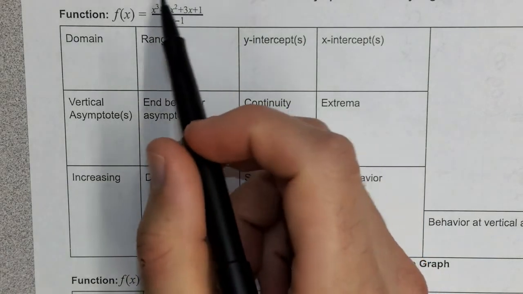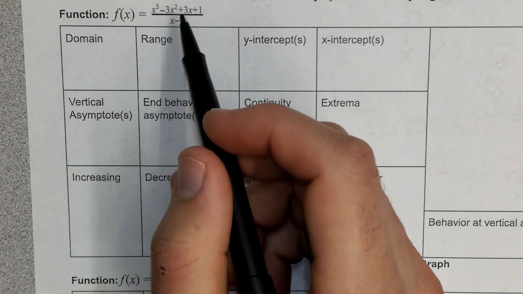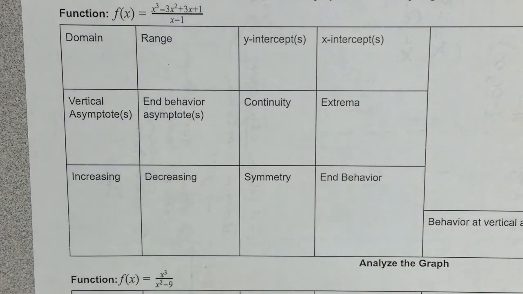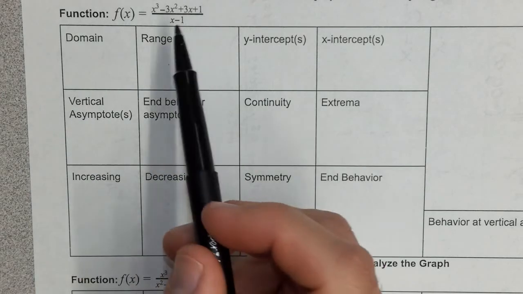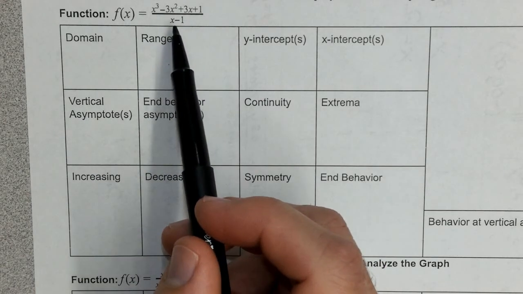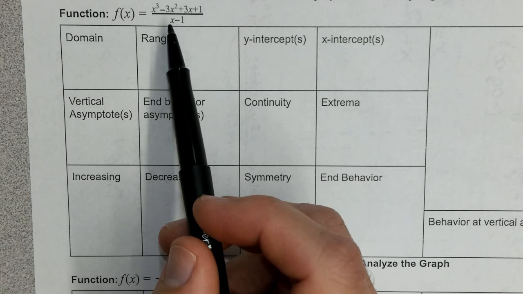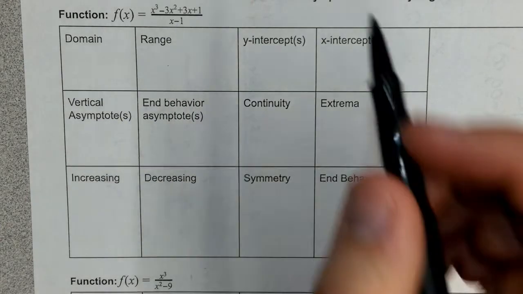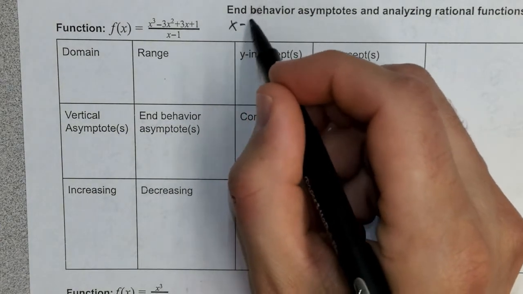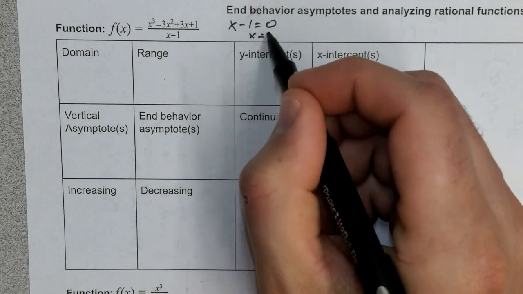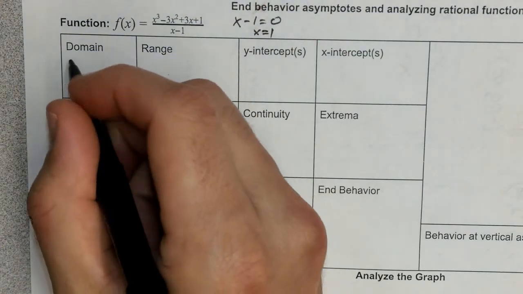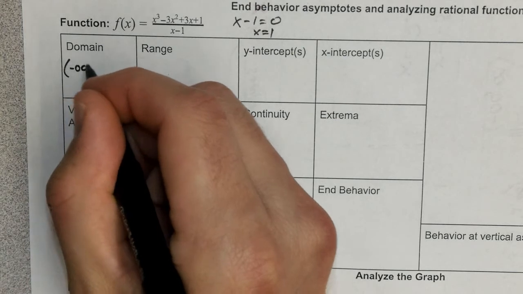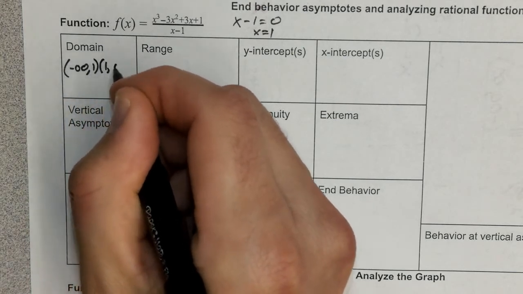Here I'm going to be analyzing this function x cubed minus 3x squared plus 3x plus 1 divided by x minus 1. The first thing that we want to do is find the domain. The domain of this function is going to be all real numbers except for the values that make the denominator 0. There's only one place where the denominator would be 0, and that's at 1, right? X minus 1 equals 0, so you get x equals 1. Okay? So the domain is going to be negative infinity to 1, and then 1 to infinity.